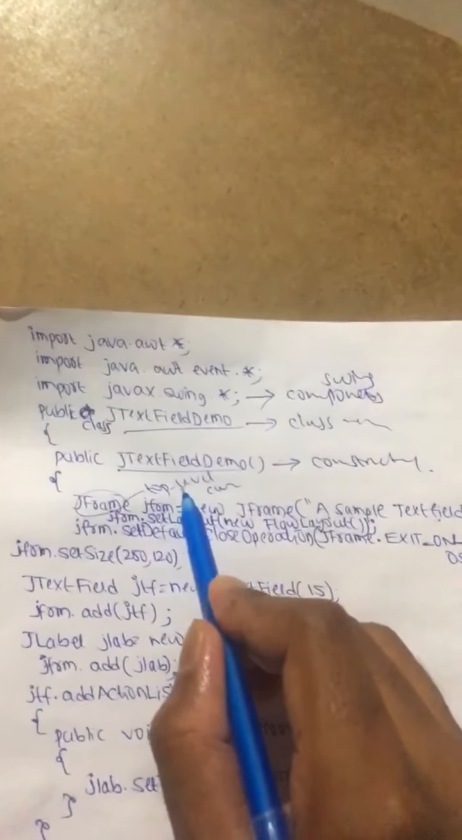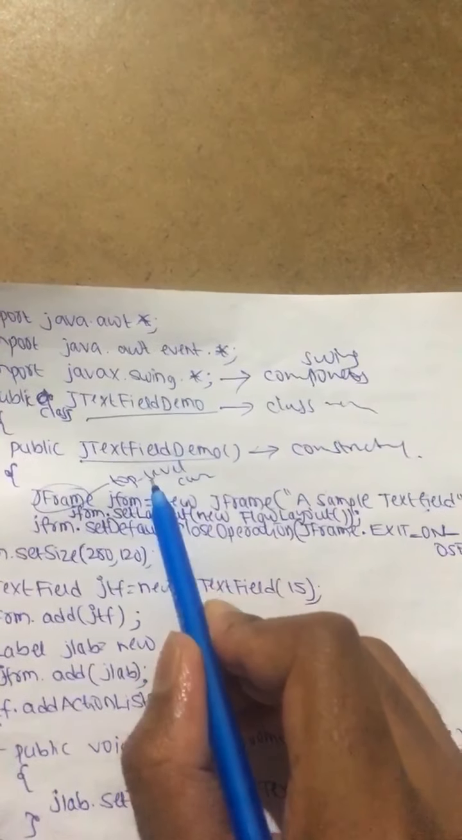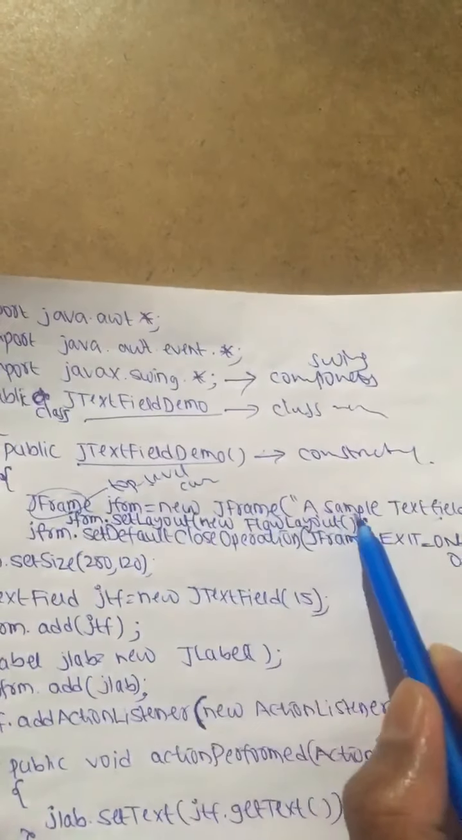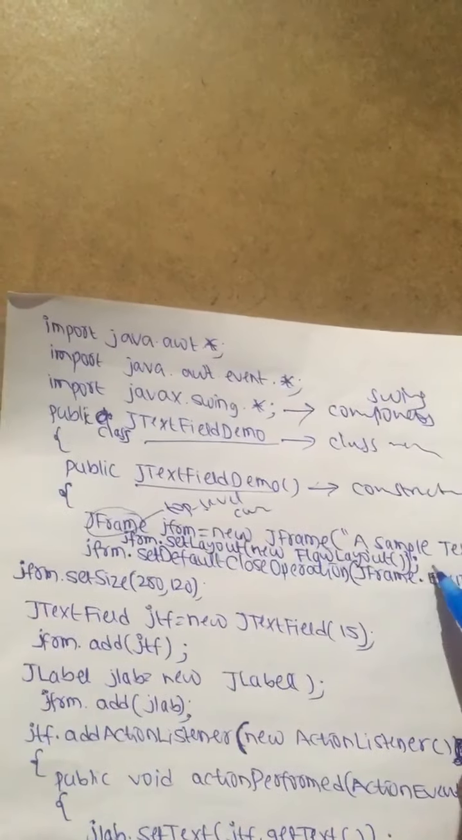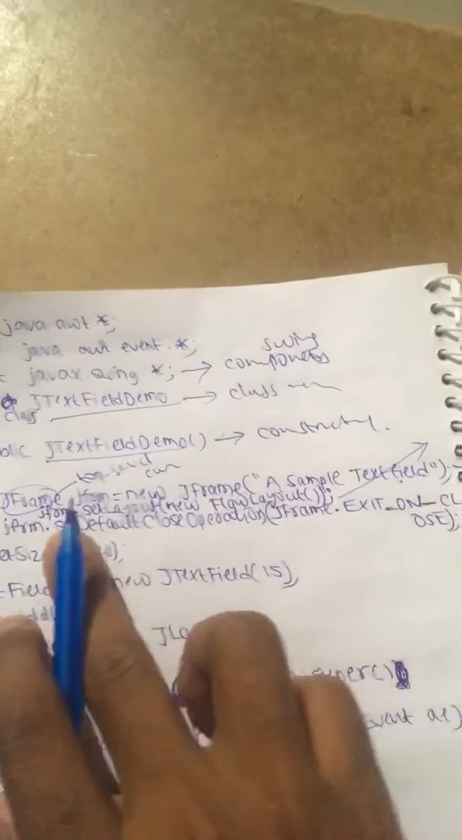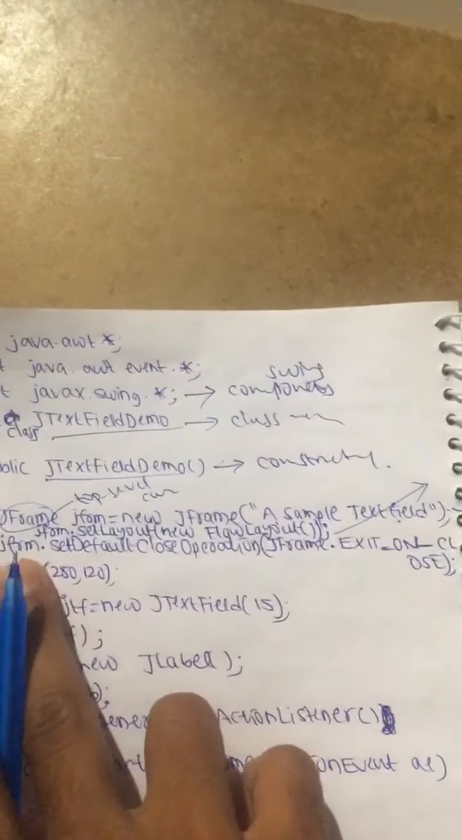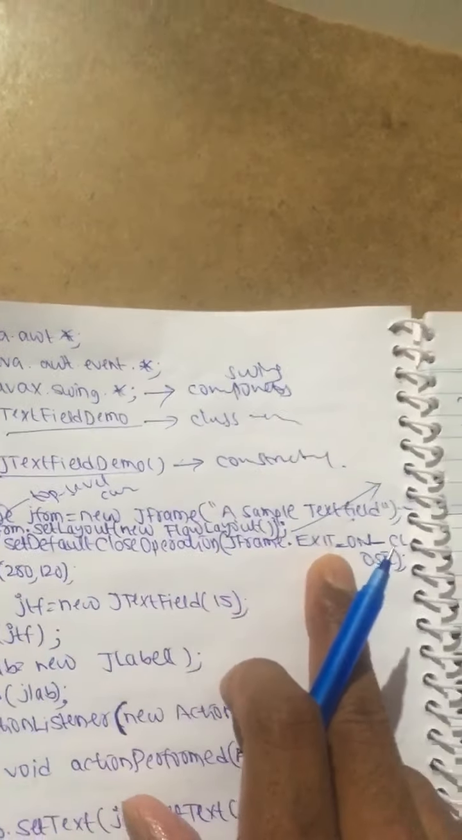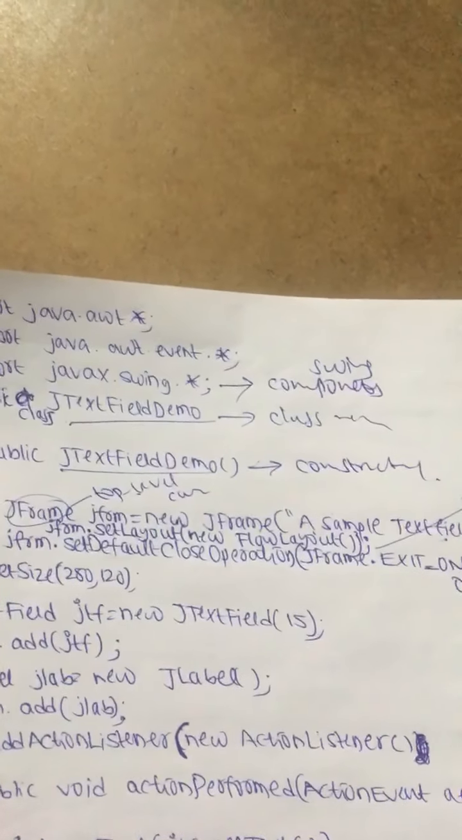We have already discussed this in our previous class. jfrm.setLayout(new FlowLayout()) is also discussed in our previous classes, so I am not explaining it here. Next, jfrm.setDefaultCloseOperation(JFrame.EXIT_ON_CLOSE). This is an important one.